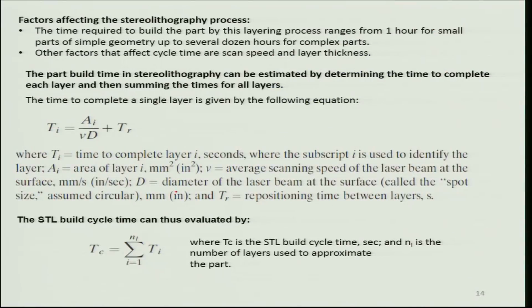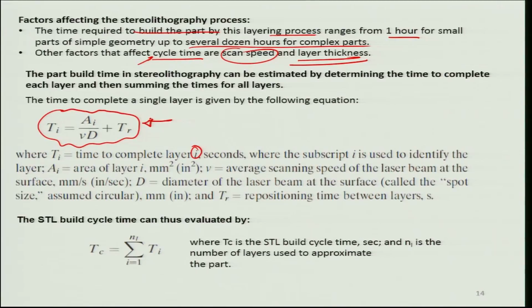Now the various factors affecting the stereolithography process. We can estimate the time needed to complete one layer i. There may be n such layers in a system. We can estimate the time required to build the part by this layering process from about 1 hour for small parts with simple geometry, to several dozens of hours for complex parts. The other factors that affect this are the cycle time or the scan speed, and also the layer thickness. So in general there is a very simplistic way of estimating the time.